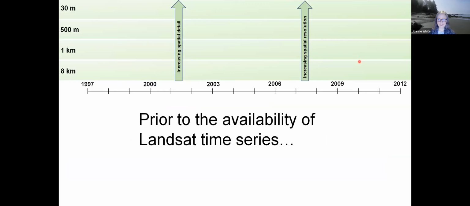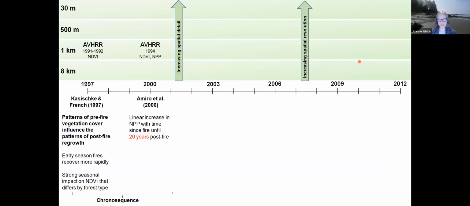Now, this doesn't mean that prior to the availability of Landsat time series data, no one was working on this topic and there was absolutely no research happening. There's actually a fair bit happening at this time. But a lot of these studies were using coarser resolution data, and they only had a single scene to work with initially. So they were doing a space for time approach as a chronosequence.